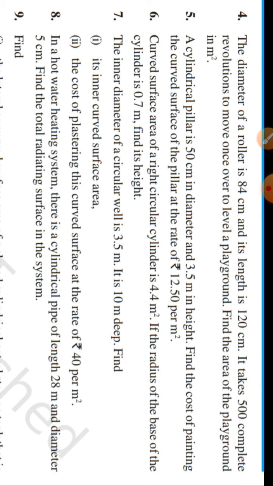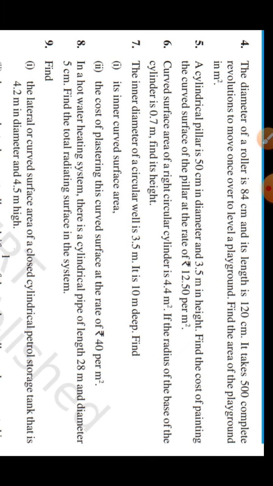Okay, but now on this ground it makes 500 complete revolutions. So first of all we have to find the curved surface area, then we have to multiply by 500 so that it will give us the area of the whole playground. Okay, so this is the way, only this you have to understand. In this type of case, only find CSA. After finding CSA, see how many complete revolutions there are, and multiply by them. So now we go to the solution part.